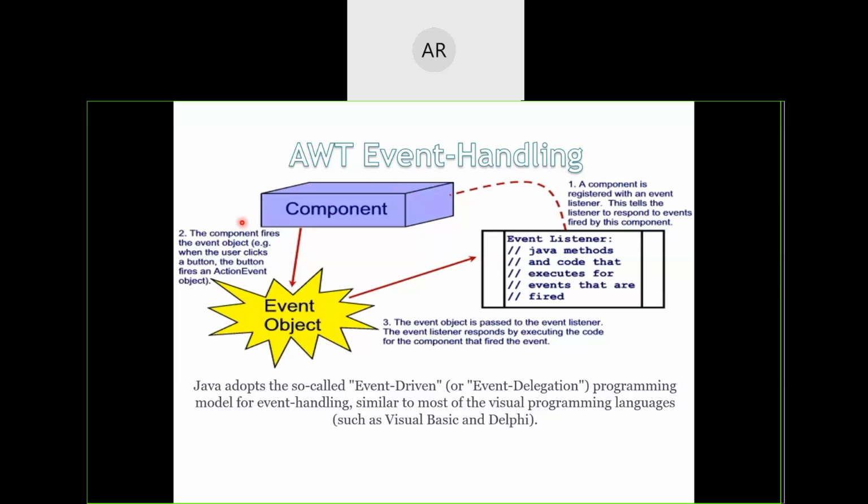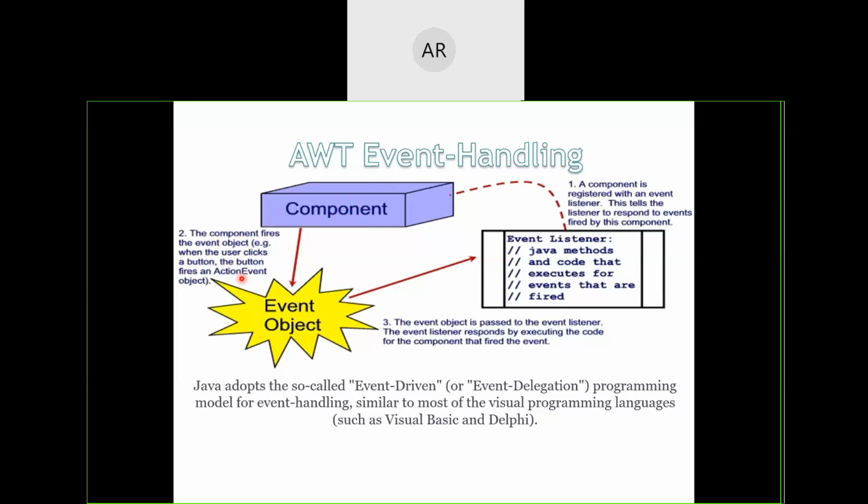Second step, whenever the state of this particular component changes, it fires an event object. Fires in the sense it triggers or initializes an event object. For example, button click event or some type of key typed event, key pressed event, key released event, whatever event is going to occur, whatever state change is going to happen, a corresponding event will get fired or invoked.